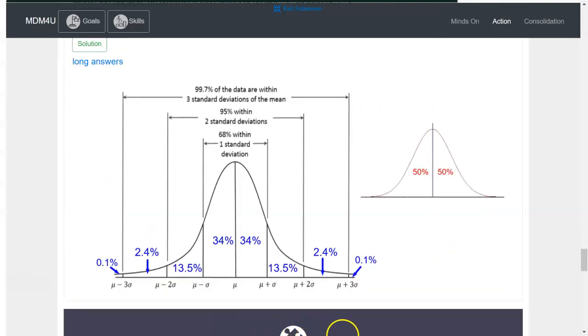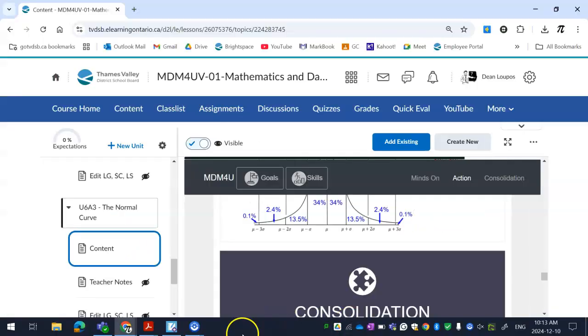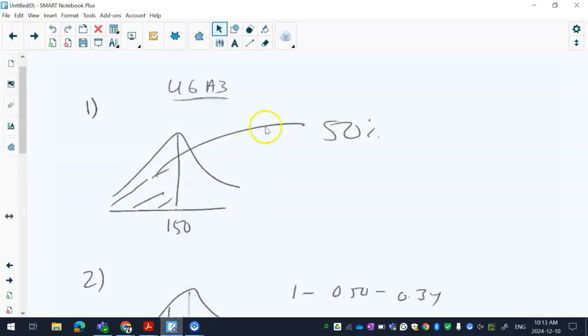So I have put this on. Give me a second. Put this for you here. So the first question is, what's the probability that we're less than 150? So 150 is your mean.